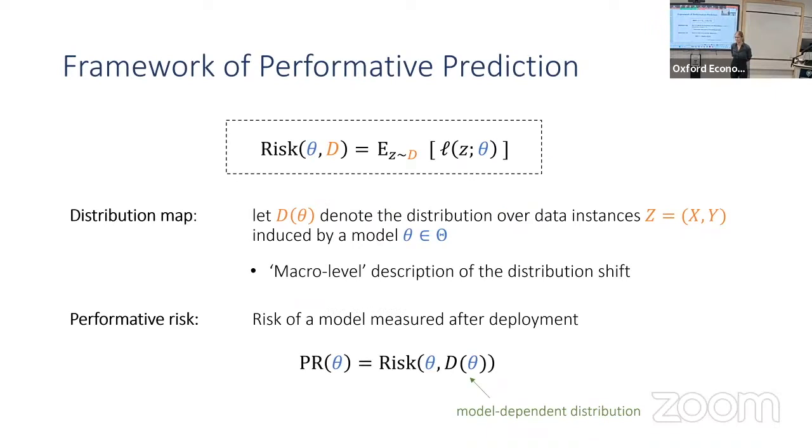I don't know any economics, so can you just explain to me the difference again between theta and D of theta? So theta is the model, the machine learning model I deploy, and D of theta is the distribution it induces. So features of people: I deploy a model, they change their behavior, so D of theta is a representation of these people. Perfect, thanks.